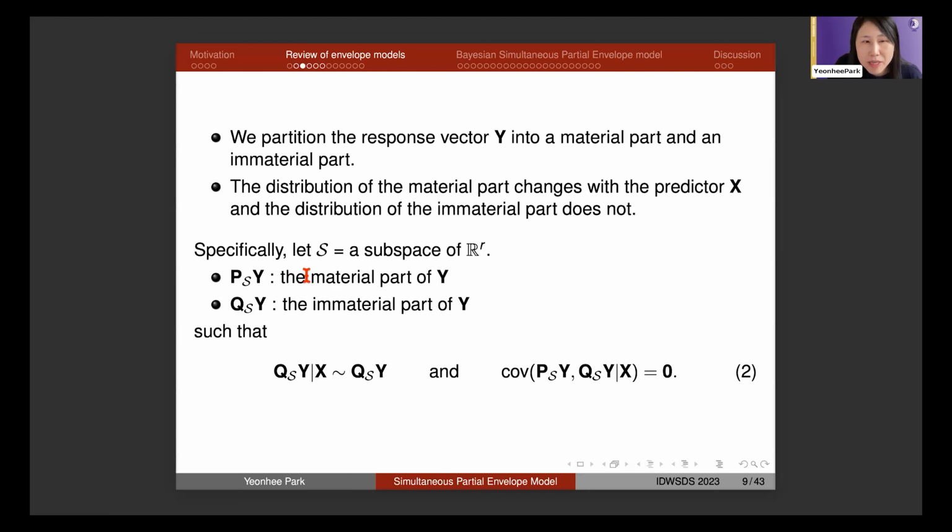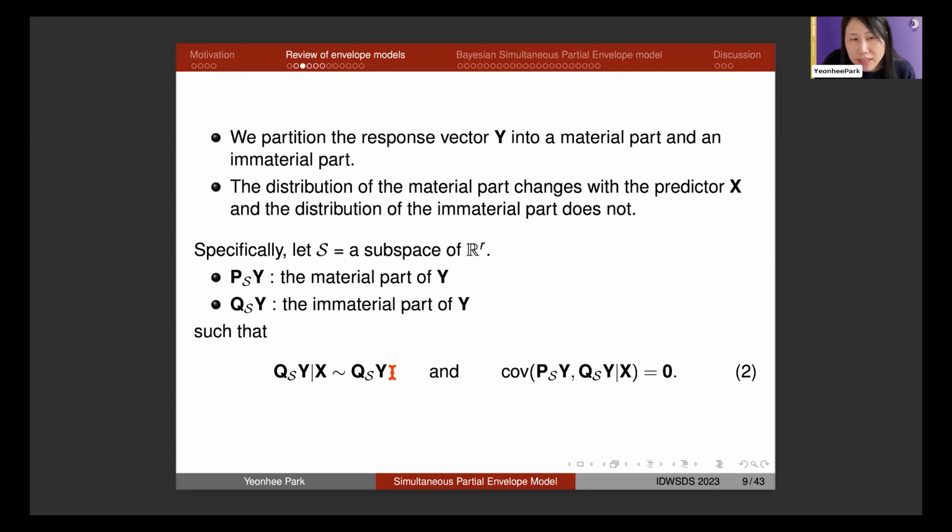Specifically, let S be a subspace of the R-dimensional real-valued space. P_S indicates the orthogonal basis of the space S, and Q_S is the orthogonal basis of the complement of S. You could imagine P_S as the projection matrix and Q_S is the identity matrix minus the projection matrix. Then P_S Y and Q_S Y satisfying the two conditions in equation 2 are the material part and immaterial part of Y.